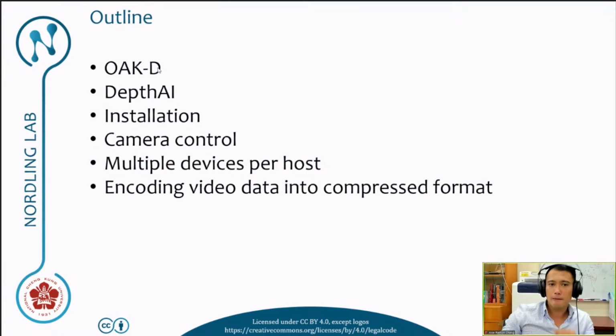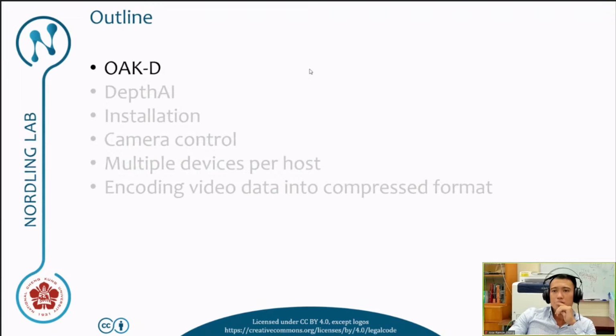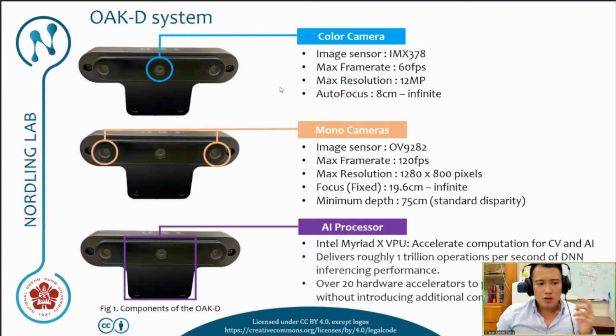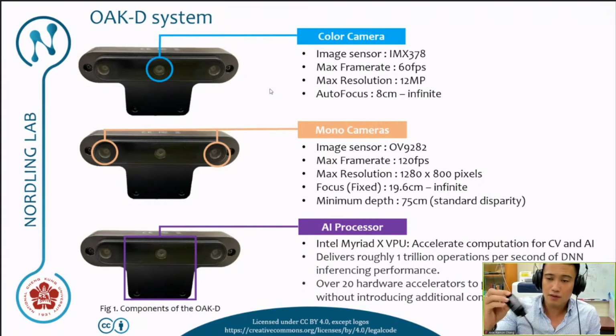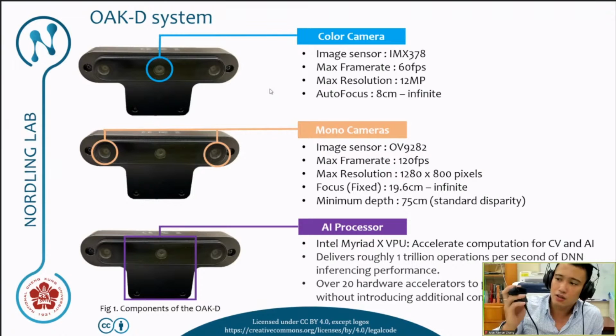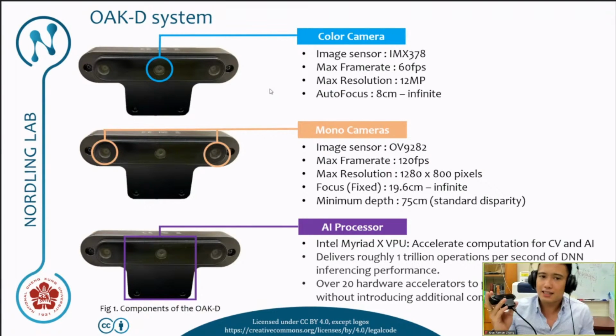So let's get into it. The first thing is the OpenCV. When you buy this product, which is a very nice product, I must say, you will get several things with it. The first thing is this 12 megapixel camera that can collect data at a maximum of 60 frames per second.